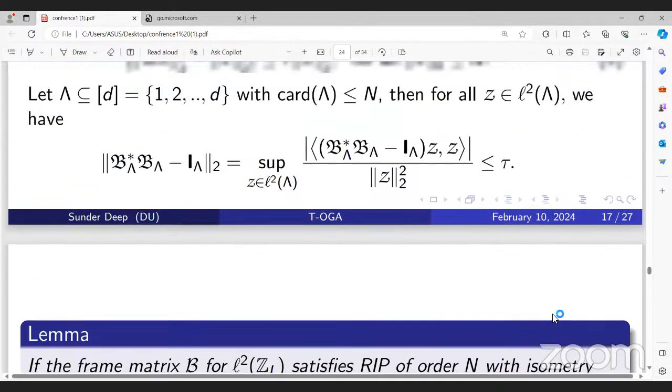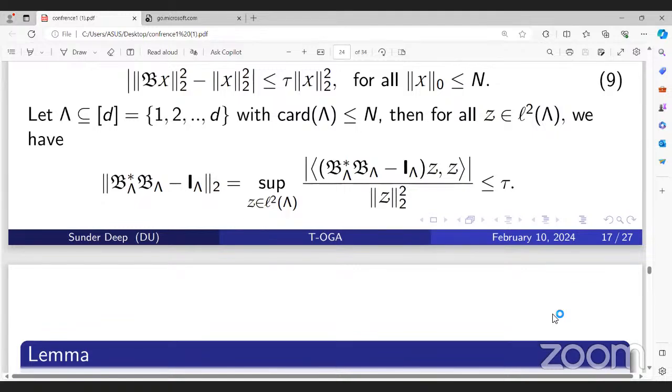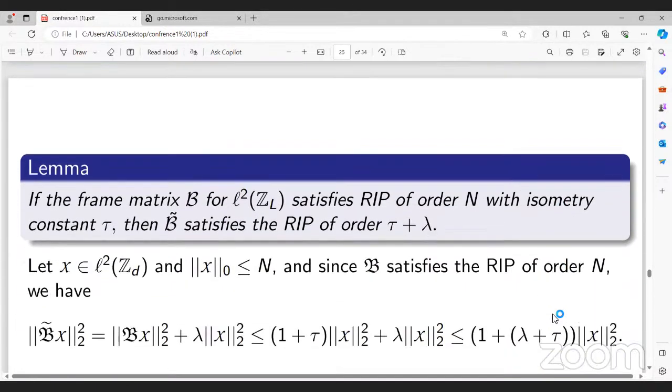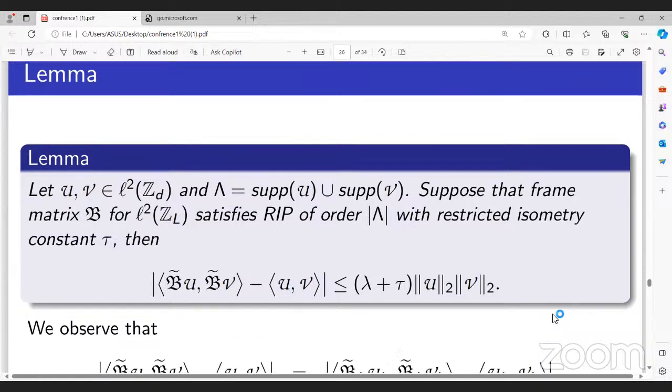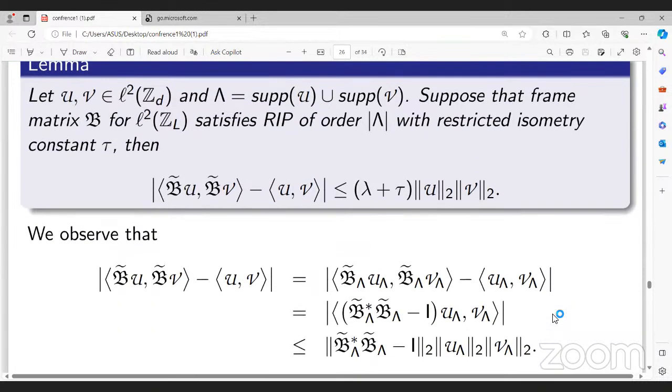And from the last inequality, the norm of B lambda tilde star B lambda tilde minus I lambda, we can prove the following lemma. If U, V in L2(Z^D) and lambda is the support of U union support of V, suppose that the frame matrix B for L2(Z) satisfies the RIP of cardinality of lambda with restricted isometric constant tau, then the modulus of the inner product of B tilde U with B tilde V minus the inner product of U with V is less than or equal to lambda plus tau times the norm of U times the norm of V.